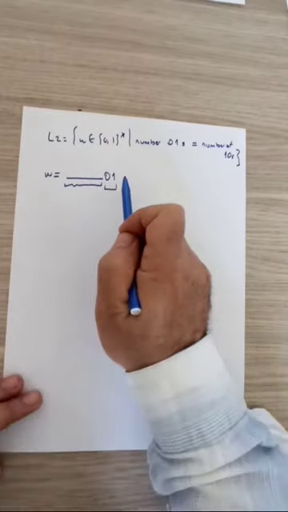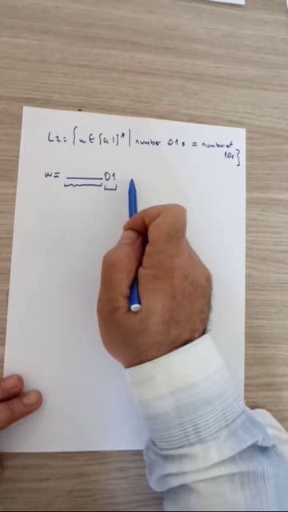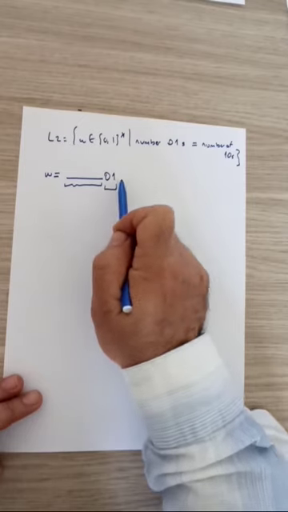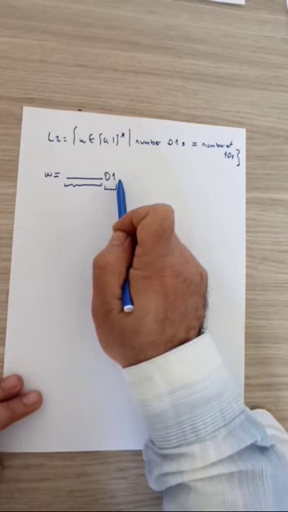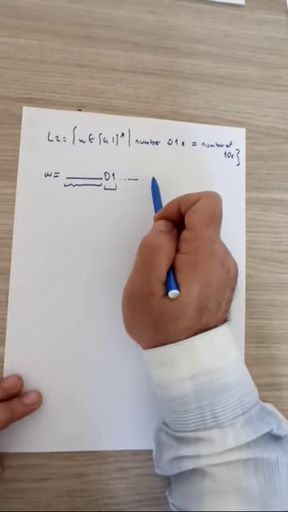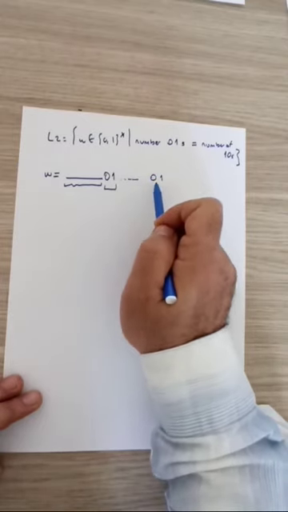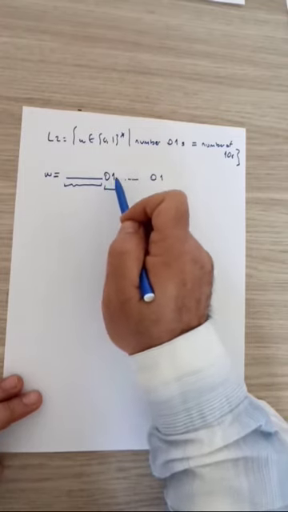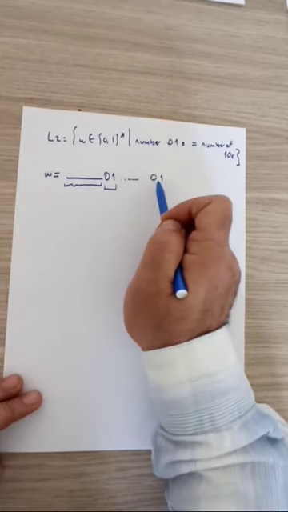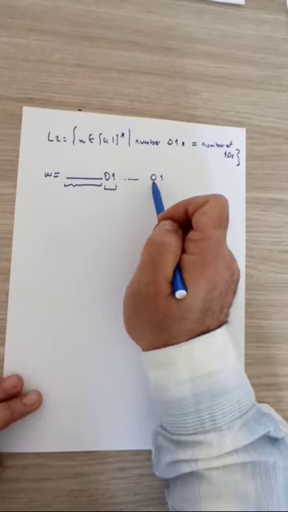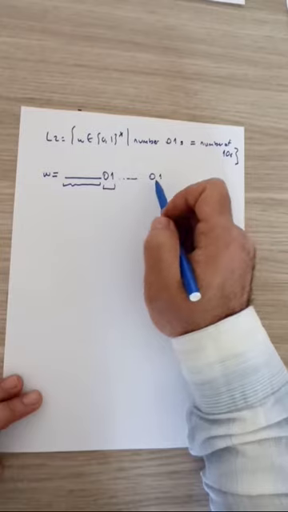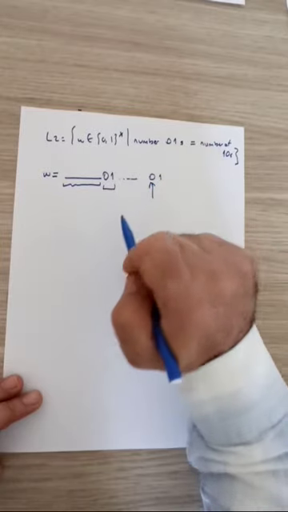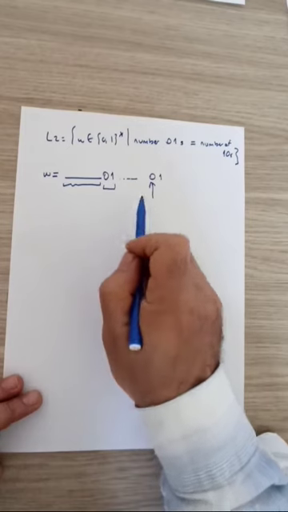Now, if we want to create another occurrence of the substring 0 1 in the following part of the string, let's see how this situation can happen, that we have an occurrence of the substring 0 1 here, and later on we see another occurrence of 0 1. Note that in order to have this second occurrence, we need to see a 0 in our string.